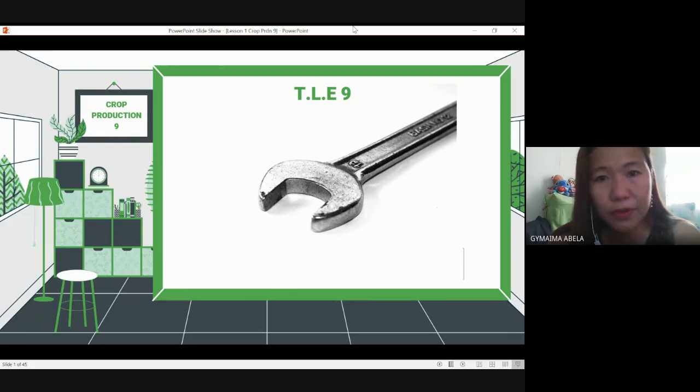Have you seen the pictures flashed on your screen? Who can identify the tool that is an example of a tool? Who can identify the tool flashed on your screen? Yes, that is a wrench. Okay, next tool.